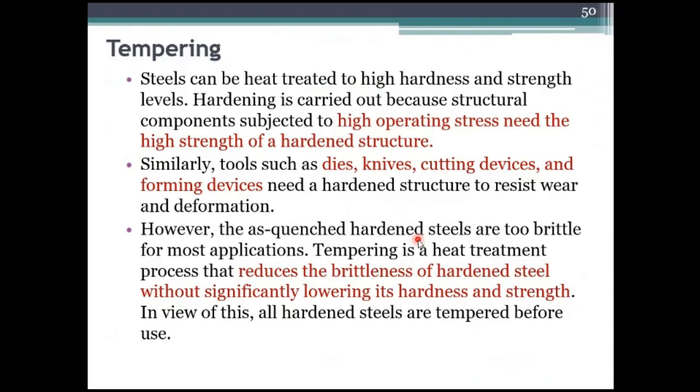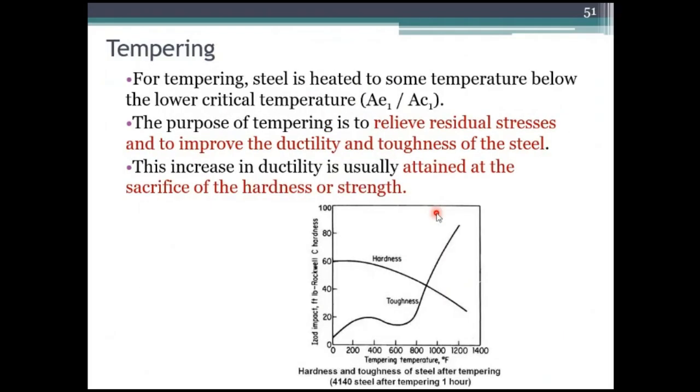So what happens here is, as-quenched hardened samples, as we have seen in the last case, will be taken and heat treated again to reduce the brittleness of the hardened steel without lowering its hardness and strength. That is very important. All the hardened steels are tempered before they are used. After the hardening operation, the tempering operation is done to reduce the brittle nature of the hardened steel.